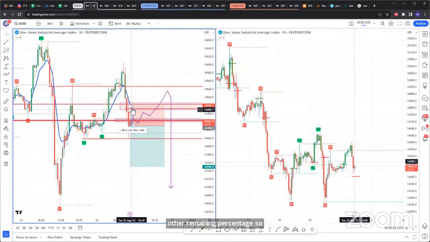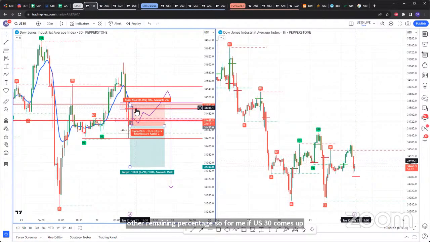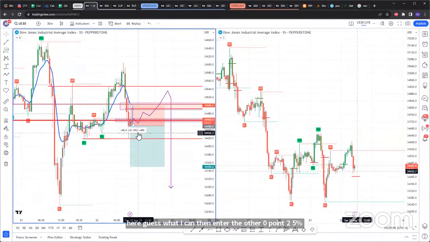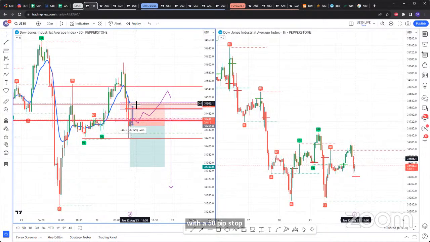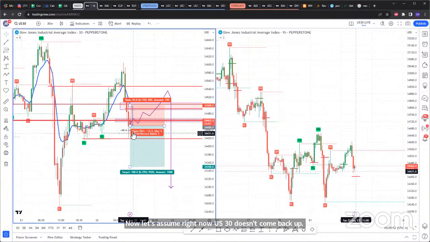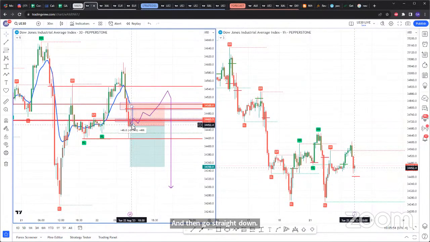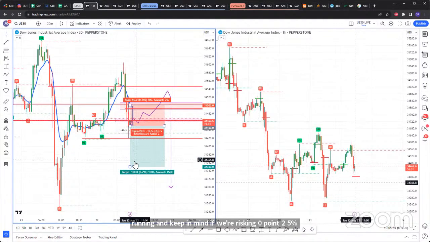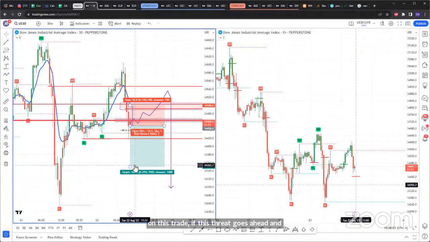So for me, if US 30 comes up here, guess what? I can then enter the other 0.25% with a 50 pip stop loss. Now, let's assume US 30 doesn't come back up and goes straight down. I can either scale in or just leave this trade running. And keep in mind, if we're risking 0.25% on this trade and it hits a TP, you gain 0.5%.